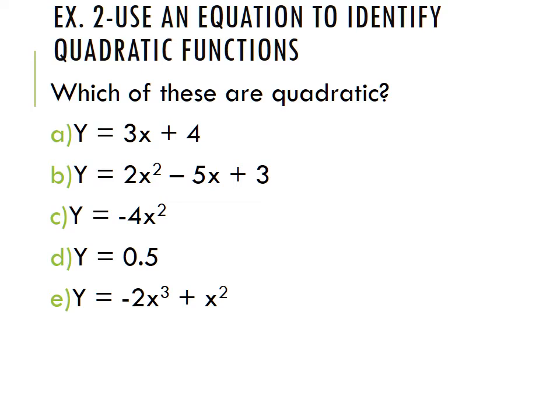So we know that if it makes a parabola in shape, we know that it's quadratic. The next part of this is, how could you, without graphing these, just look at the equations to tell if they're quadratic? So that's the next key to this lesson. So let's start with A.